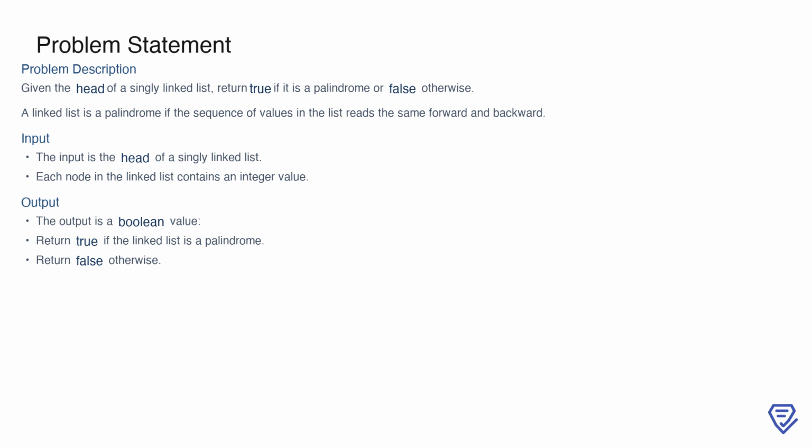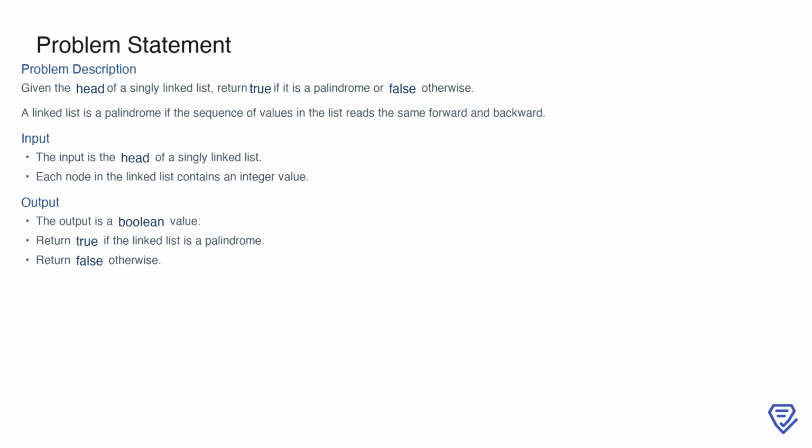In this problem, you're given the head of a singly linked list, and your task is to determine whether the linked list is a palindrome. A linked list is considered a palindrome if the sequence of values in the list reads the same both forward and backward. For example, a list like 1-2-2-1 is a palindrome because the values are identical in both directions, whereas a list like 1-2 is not, as the order differs when read backward.